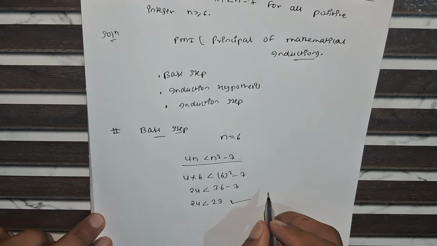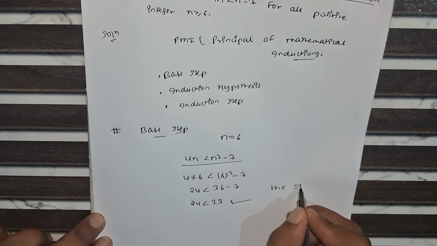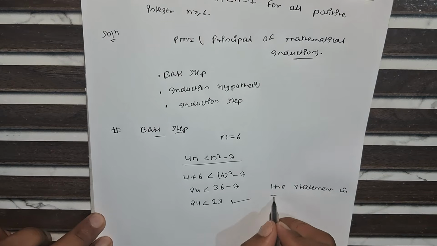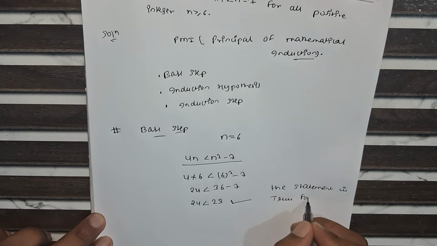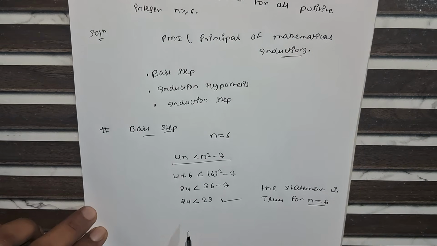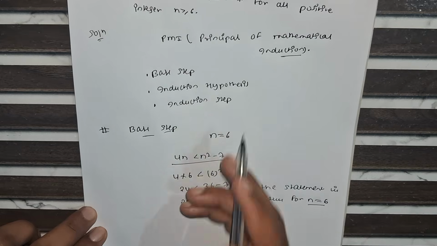So we can write it as: the statement is true for n equal to 6. Here our first step is completed. Now move to our second step, where we have to calculate according to the induction hypothesis.